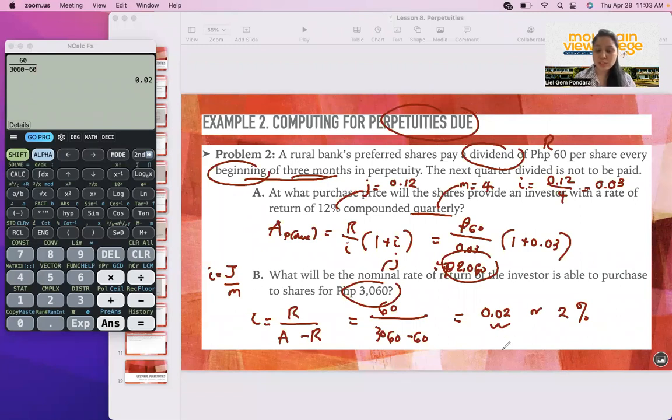But if we solve the J, the nominal rate, remember, J is equal to M times I. Our M is 4, that's quarterly, times I, so we have 8%. Our nominal interest rate is at 8% compounded quarterly.